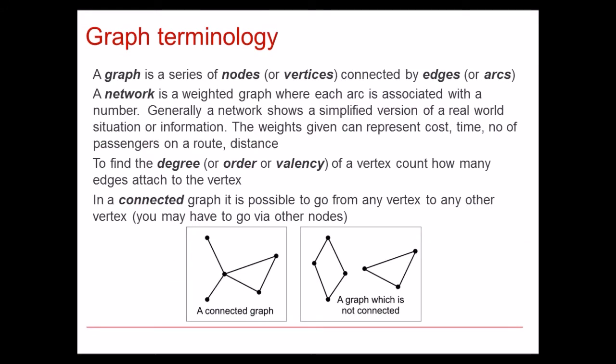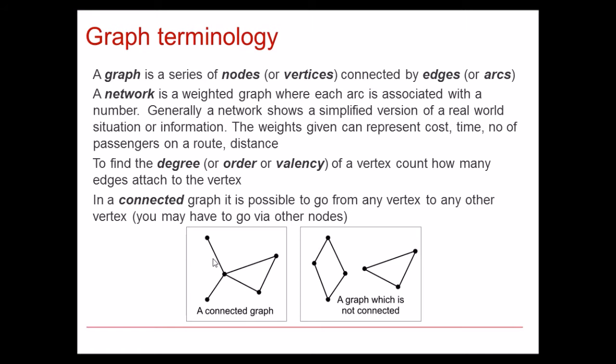You need to be familiar with the terminology used in graph theory. For example, a graph is a series of nodes or vertices connected by edges or arcs. A network is a weighted graph where each arc is associated with a number. Generally, a network shows a simplified version of a real-world situation or information, and the weights given can represent cost, time, number of passengers on a route, distance, and so on.